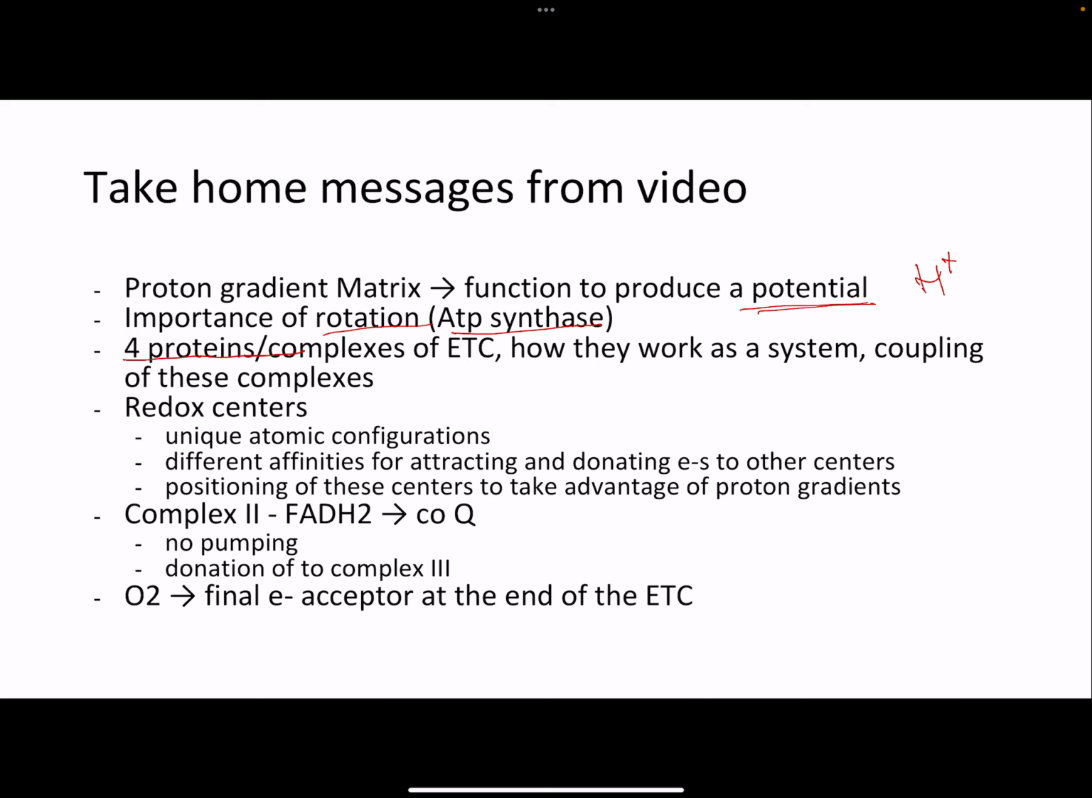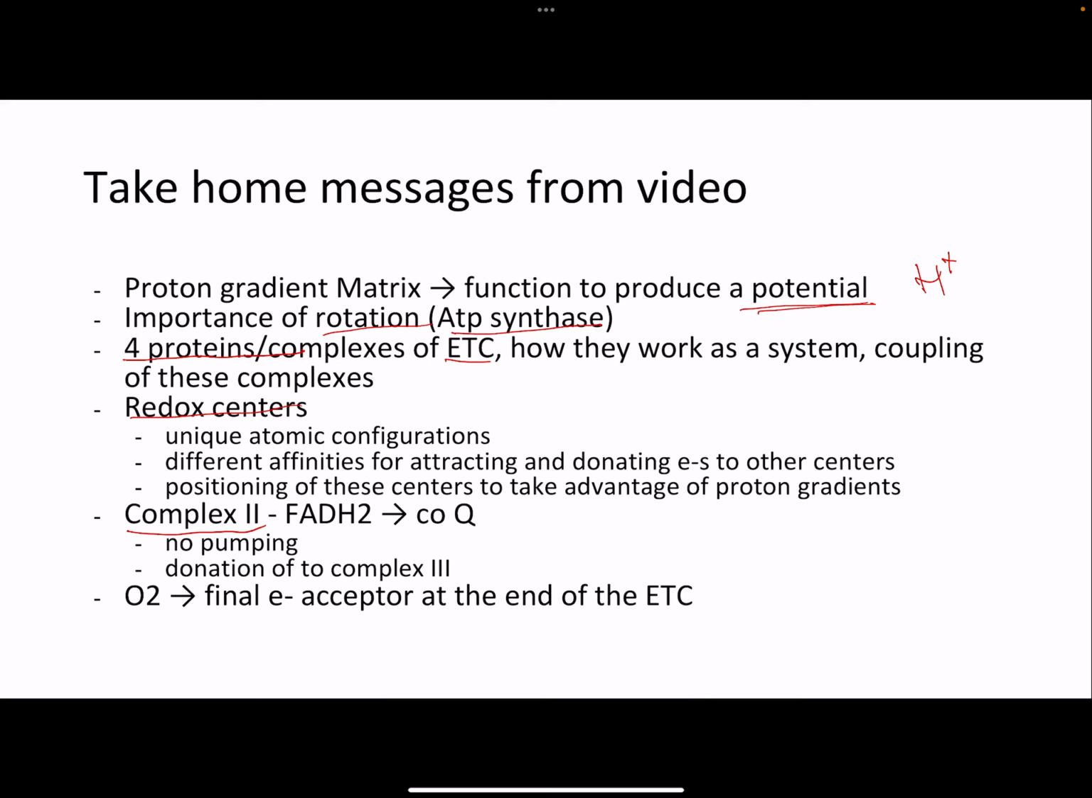We have 4 protein complexes of the ETC. They are explained individually, but they work together as a system and couple the pumping of these protons to making ATP and also carrying these electrons. We have different redox centers that have unique atomic configurations with different affinities for attracting and donating electrons to other centers, and the complexes make use of the small energy that's released from going from one redox center to the next in order to pump the protons across the membrane.